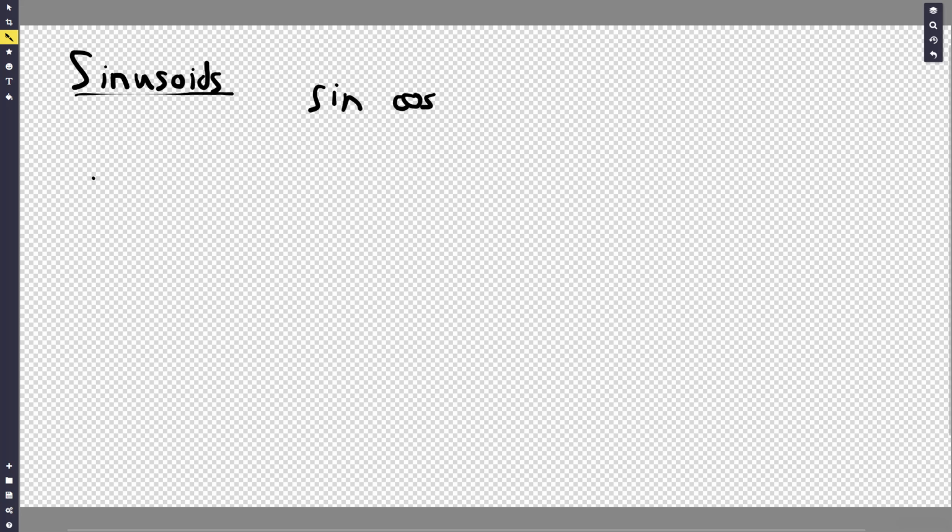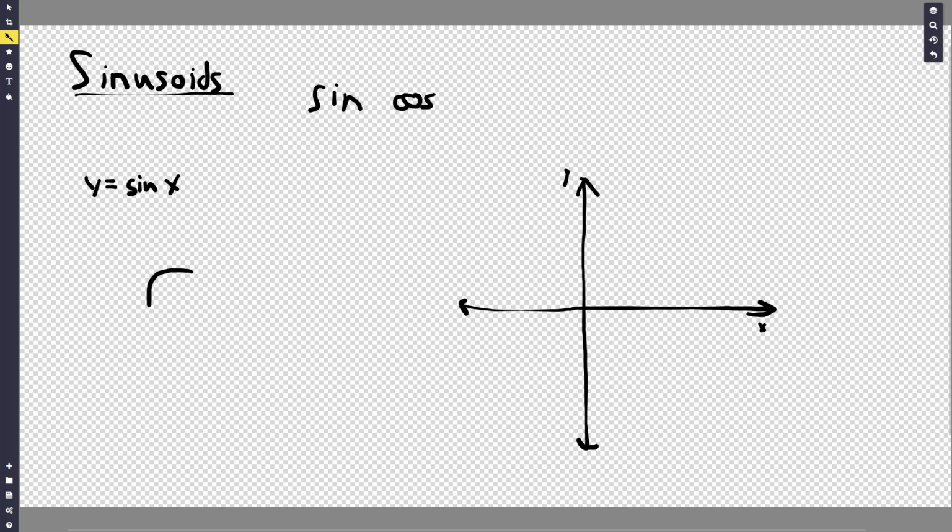So let's try to graph y is equal to sine of x. Okay, well, what would that look like? If I get out my graph right here, how can we go about this? Well, how you can measure sine is in degrees or in radians, right? So let's have our x value be radians, okay? So x is radians. And so we can reference our unit circle.